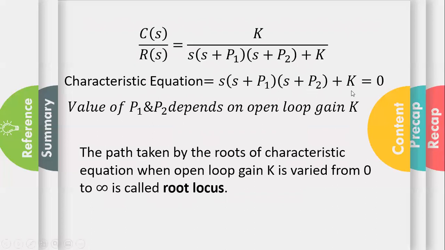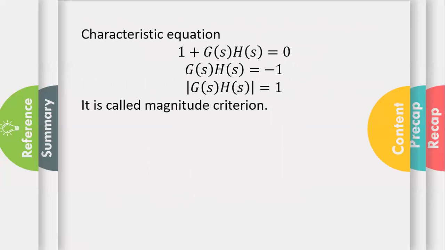When this value of k changes, simultaneously the values of p1 and p2 also change. So when k changes, if I plot the graph of p1 and p2, the path taken by the roots of the characteristic equation when the open loop gain k varies from 0 to infinity is called the root locus. So this is the definition of root locus. If I want to draw the root locus, there are two criteria. If both criteria are satisfied, only then will that particular point be part of the root locus.